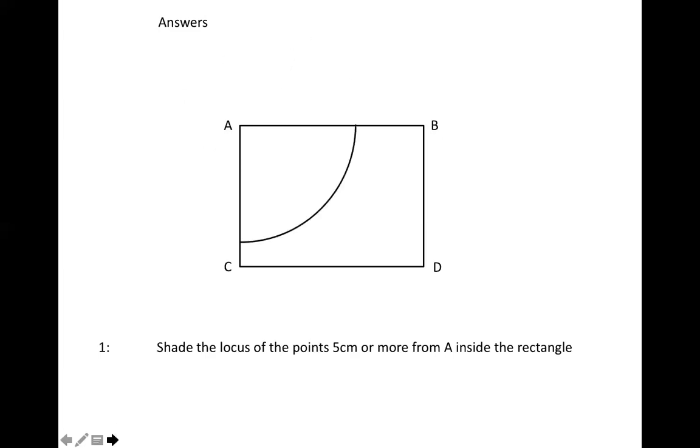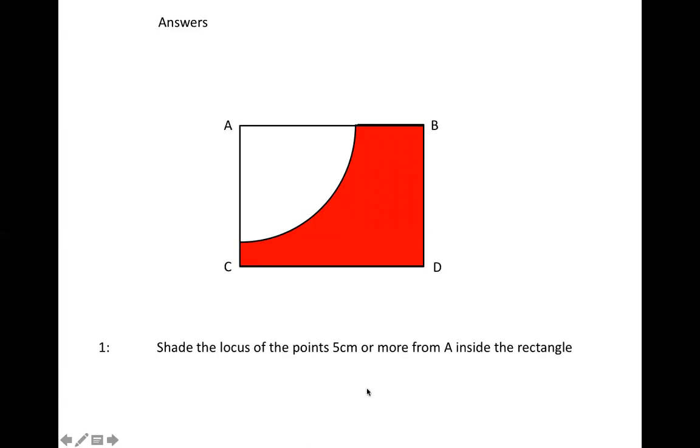So let's see. I take a compass, I put it here and I measure 5 cm with my ruler, and then I draw a whole line here, and it will be this whole region. Why is it the whole region? Can anyone tell me? Correct, because it's 5 cm or more. So it's 5 and above 5. And it has to be inside the rectangle. That's why all the other points outside don't count.